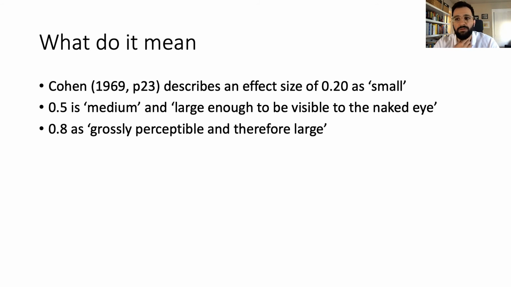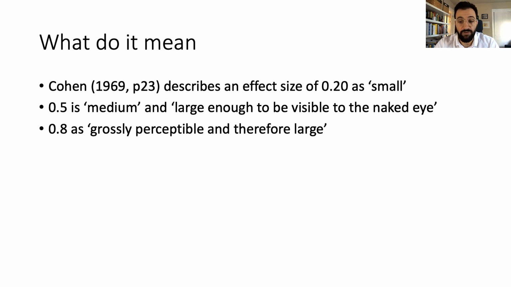So Cohen, one of the originators of this concept, in 1969 defined effect sizes of 0.2 as small. Small meaning that you probably wouldn't be able to see them with the naked eye if we were talking about a real world thing. A nice example is the difference in the height of 15-year-old girls and the height of 16-year-old girls in the US. That's an effect size of about 0.2, so that's how small that is.